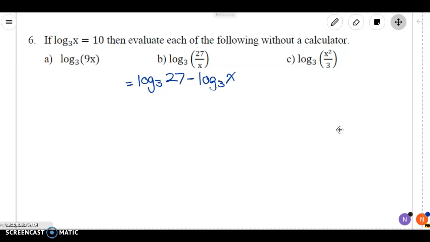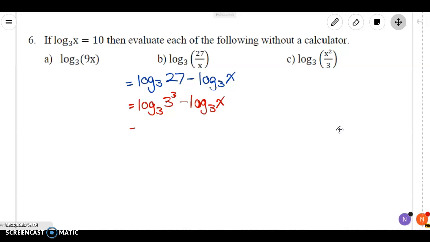minus log base 3 of x. Okay, we know that log base 3 of x is equal to 10, so that one will be an easy one to substitute in. For log base 3 of 27, we want 3 to some power is equal to 27. It might be straightforward that you can just say, well, you know your exponent is 3. If you're not sure, it might help to rewrite it and just write that 27 with a base of 3. It's 3 cubed minus log base 3 of x. We'll substitute in the next step.